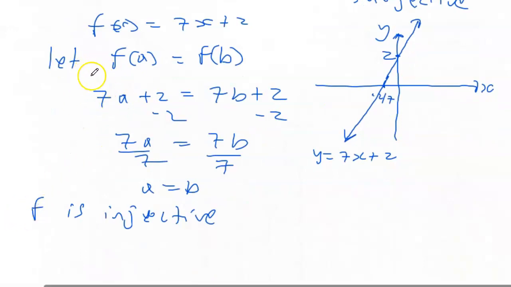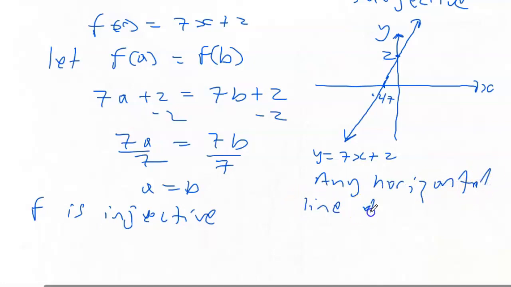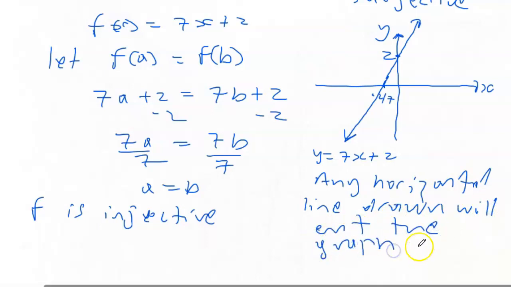So injective, this is one method, by the way. What we just did was called the algebraic method. And for the graphical method, you'll write a statement that says any horizontal line drawn will cut the graph only once. And notice the graph is a straight line. So any line drawn horizontally will cut the graph only once. So the function is therefore injective.